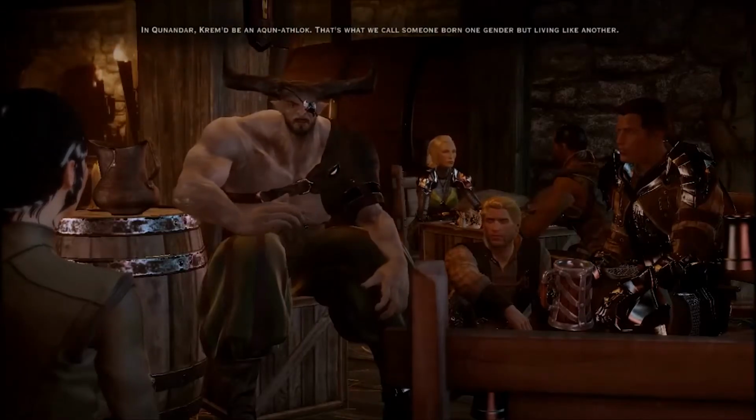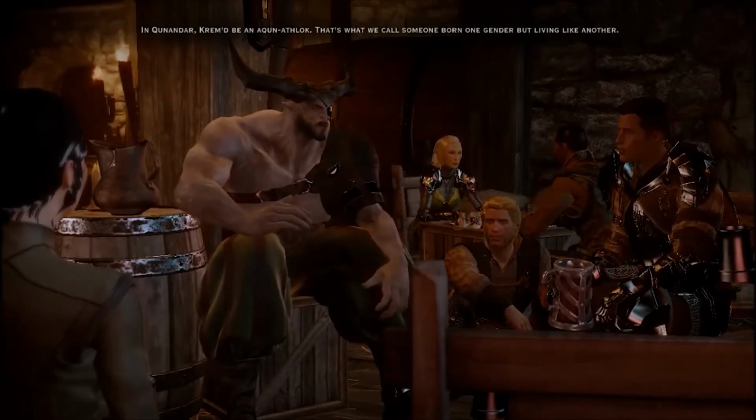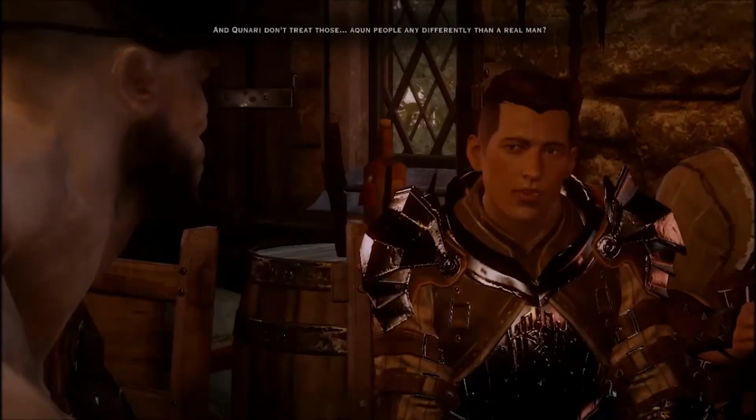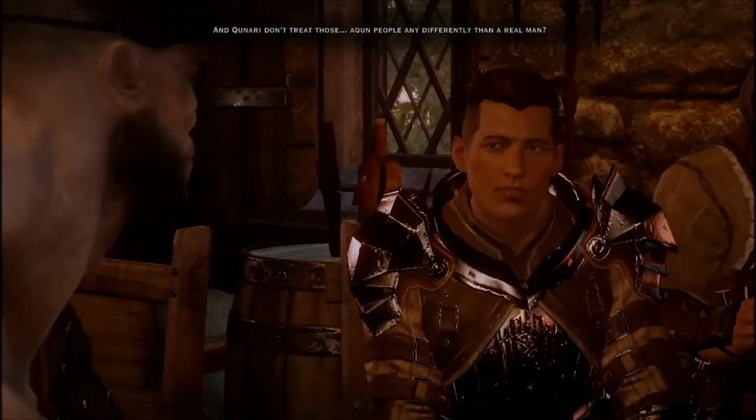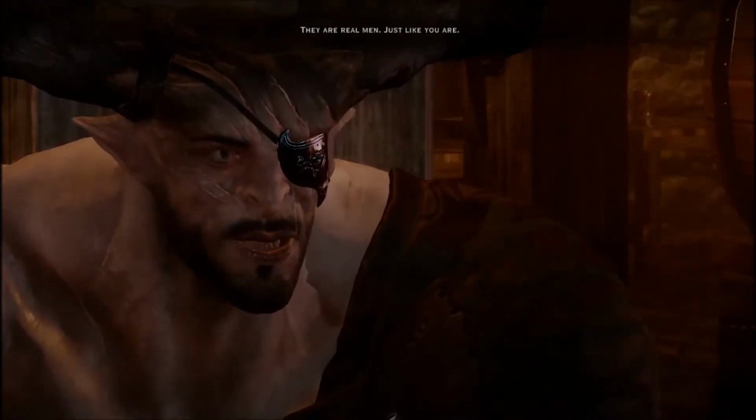In Qunandar, Krem would be an Aqun-Athlok. That's what we call someone born one gender but living like another. And Qunari don't treat those Aqun-Athlok any differently than a real man. They are real men, just like you are.